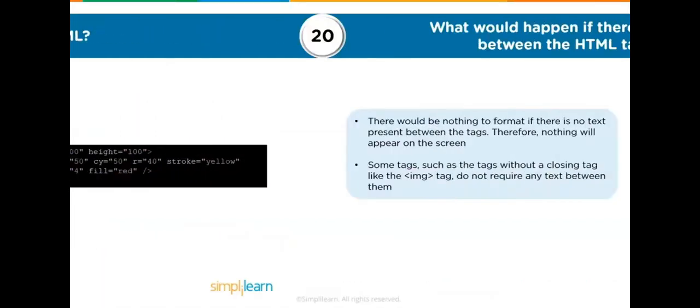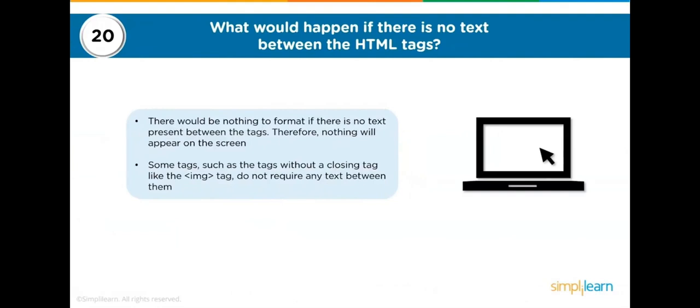Now moving ahead, we have our 20th question. What would happen if there is no text between the HTML tags? The answer for this question is really simple. There would be nothing to format if there is no text present in between the tags. Therefore, nothing will appear on the screen. Some tags, such as tags without a closing tag, like the img tag, do not require any text between them.